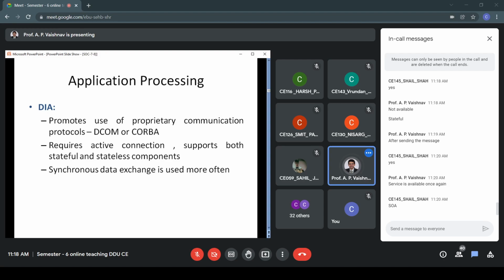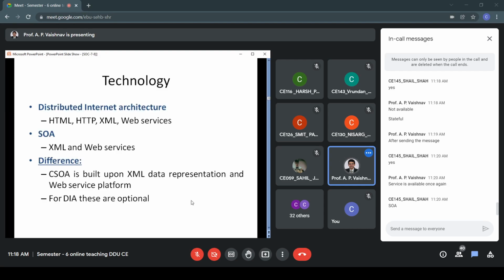It is not compulsory that we have to use web services always or we have to use XML, right? In SOA, we mostly rely on web services and XML is always a part. Right? So as far as technology is concerned, the difference is in SOA, XML comes as a default, while in DIA, XML is optional. The rest, everything is common. Understood this slide? Technology-based difference? Yes, all of you are clear? Okay. Fine. What is the next point?